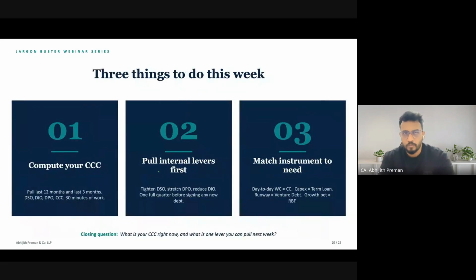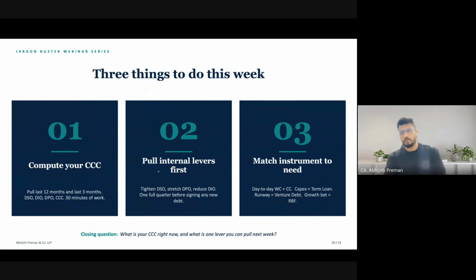Okay, so 3 things to do this week. First, compute your cash conversion cycle. Pull the last 12 months and last 3 months, and compute the DSO, DIO, DPO, CCC. That's 30 minutes of work. Pull internal levers first. Tighten DSO, like I've told, make the collections fast. Stretch DPO, ask for more credit days from the suppliers. Reduce DIO. Don't keep too much inventory in your warehouse. Try to sell it off fast. Do this for 1 full quarter before signing any new debt.